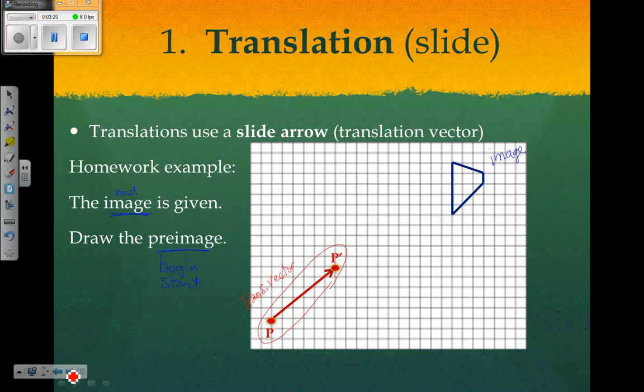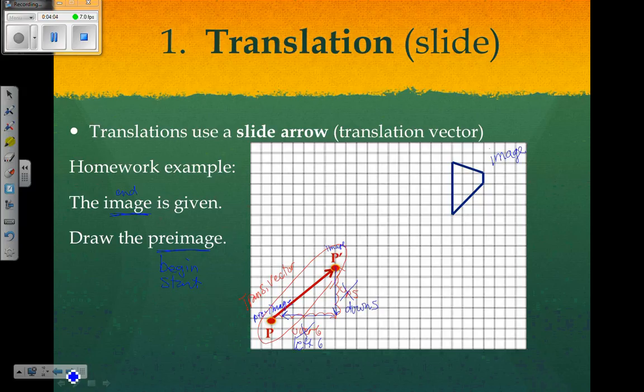So notice, to go from P to P prime, we went over 1, 2, 3, 4, 5, 6, and up 1, 2, 3, 4, 5. So to get from our image to our pre-image, we're going to do the opposite. We're going to go down 5 and left 6. So we will now go down 5 and left 6 to get from here back to here, because this is our image here, and this is our pre-image here.